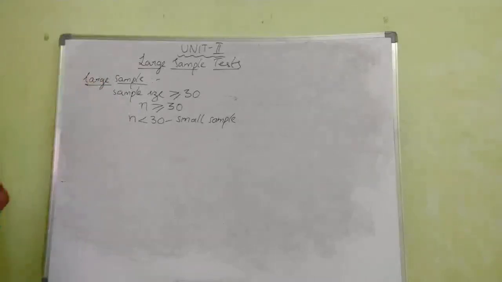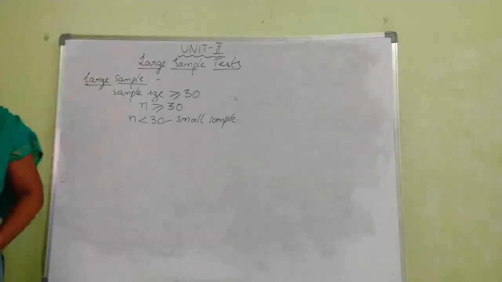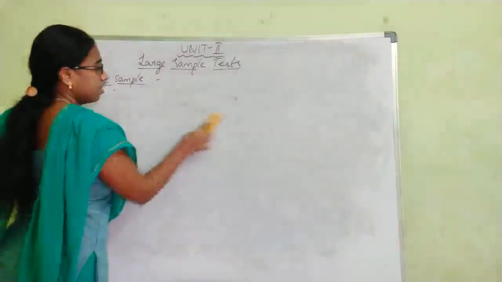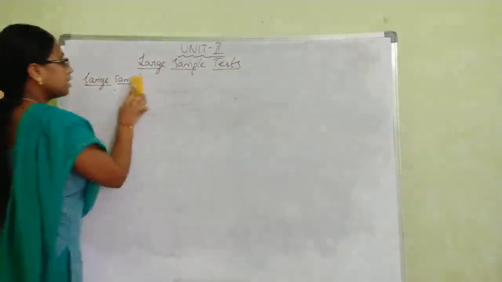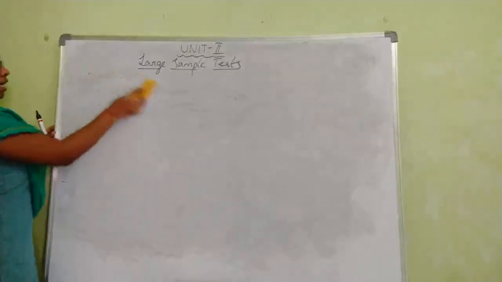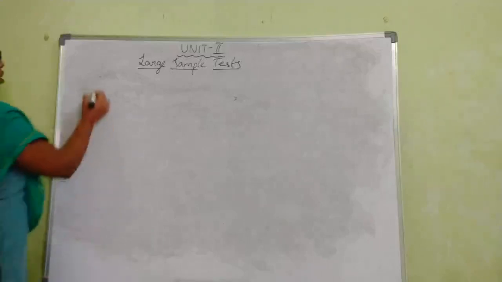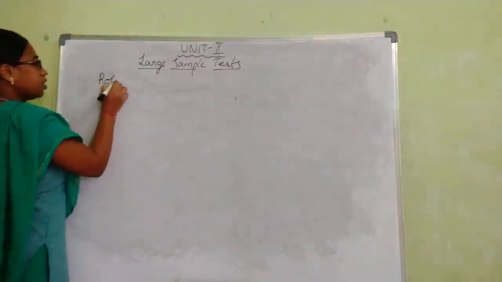So first we will study the large sample test. In this large sample test, we are going to write the test statistic, and whatever test statistics we write are related to the normal distribution. This normal distribution plays a major role in large samples. So, the role of the normal distribution.